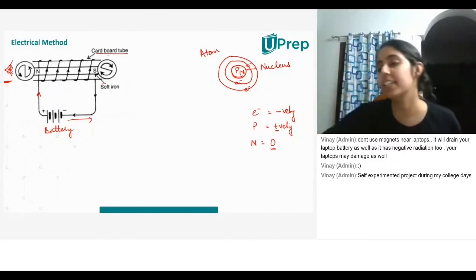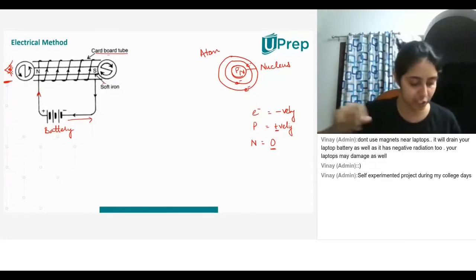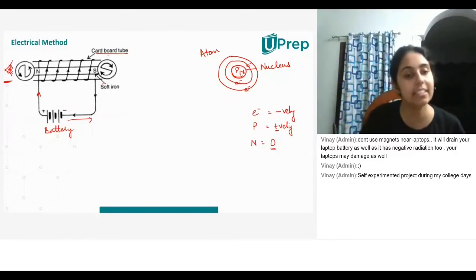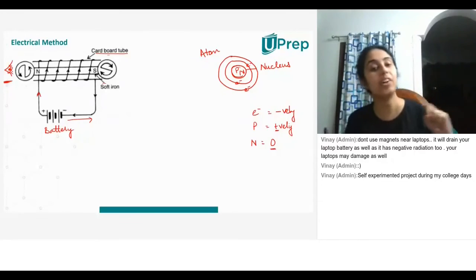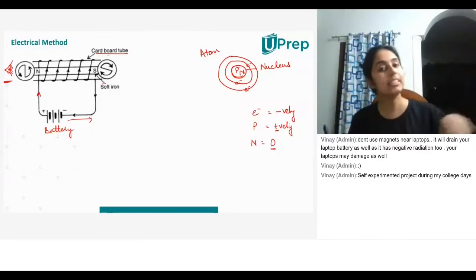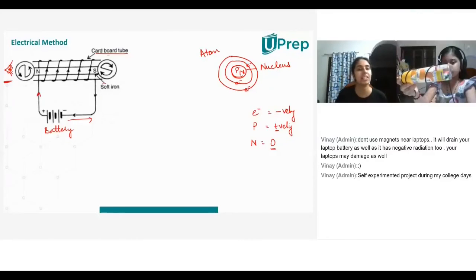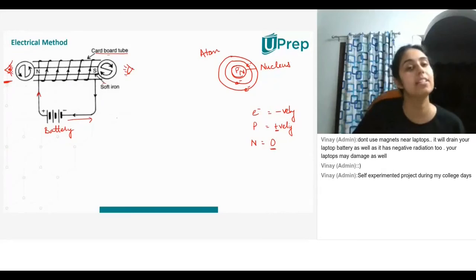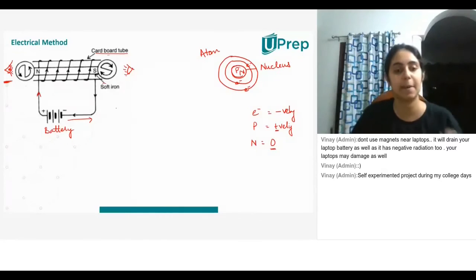If the current is moving in the anti-clockwise direction, then that side is the North Pole. And if I put my eye on the other side, then I'll notice the current is moving in the clockwise direction. So that side is known as the South Pole. Yes.